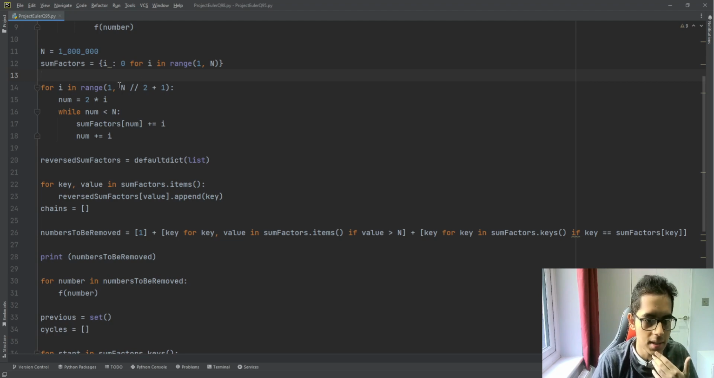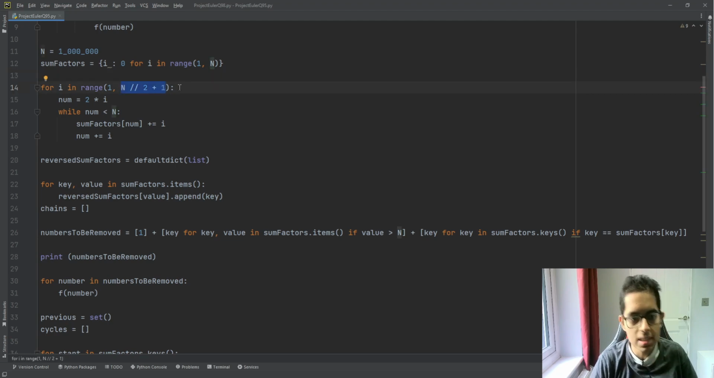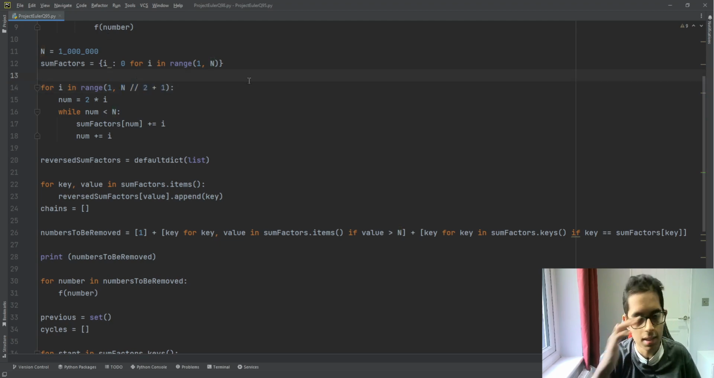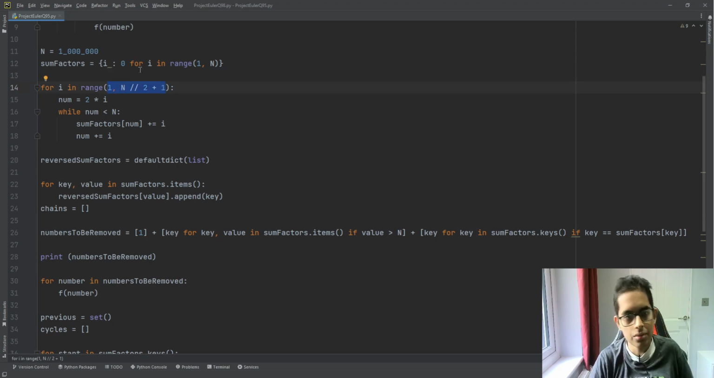And as you can see, I've gone up until n divided by 2 plus 1, just so we include 500,000, since the largest possible factor any number can have is 500,000, right? One more thing worth noting is that the number itself does not count as a factor. Thus, for example, if we were to consider 500,001, 500,001 wouldn't be a factor of itself. Thus, there's no need to go through numbers from 500,000 to 1 million, because none of them count in their own factors.